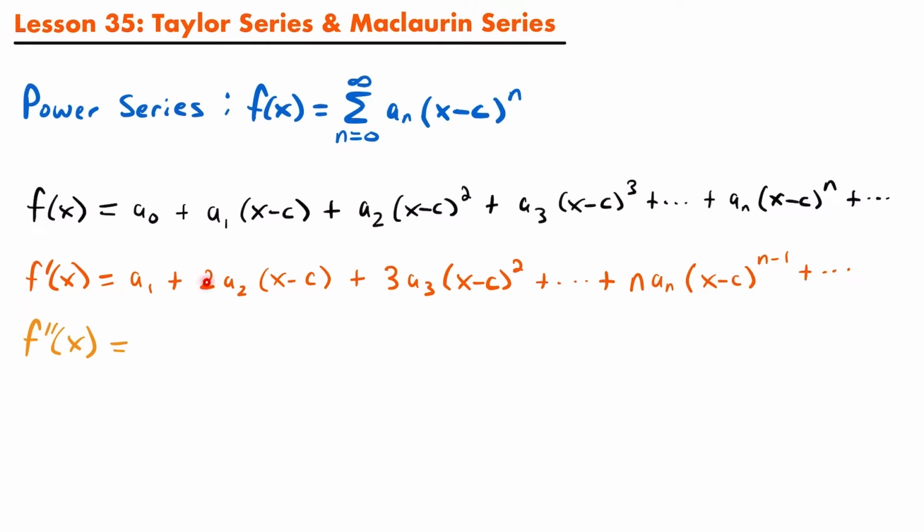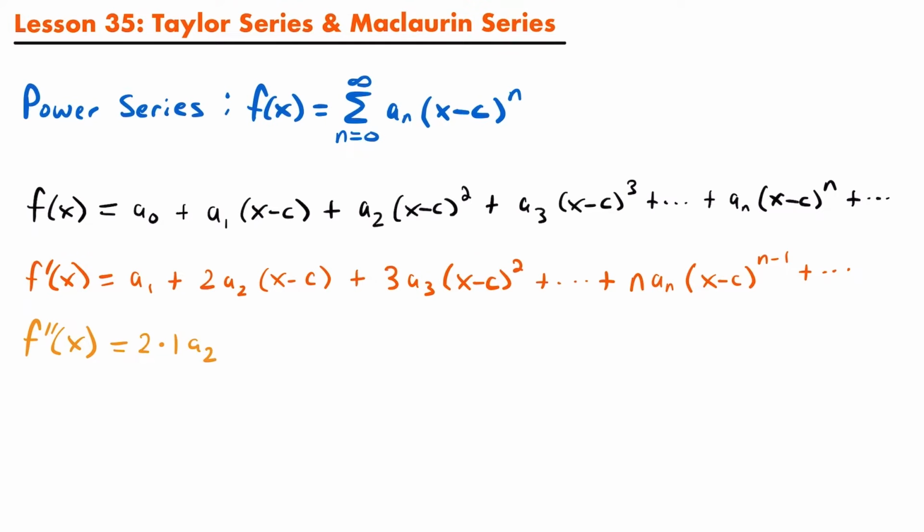The derivative of 2 times a sub 2 times x minus c. If you imagine we're using the power rule for derivatives here, this exponent of 1 would be multiplied down, and then you would subtract 1 from that exponent, and so this exponent would be 0, and x minus c to the power of 0 is 1. And so what we'd have is 2 times that exponent of 1 times a sub 2.